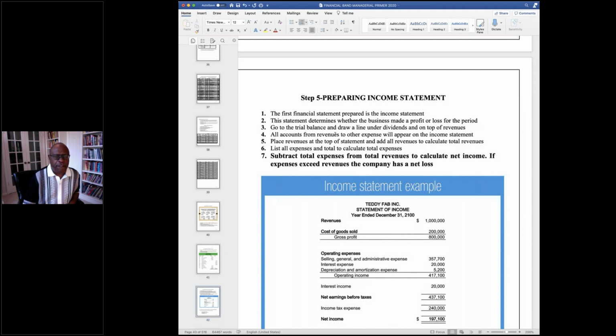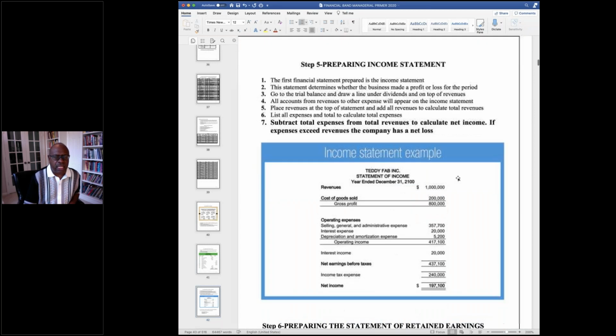To prepare the income statement, we're going to go to the trial balance and draw a line under dividends and on top of revenues. All accounts from revenues to other expenses will appear on the income statement. We place revenues at the top, then list all expenses and total them, and we subtract expenses from revenues to calculate the net income.